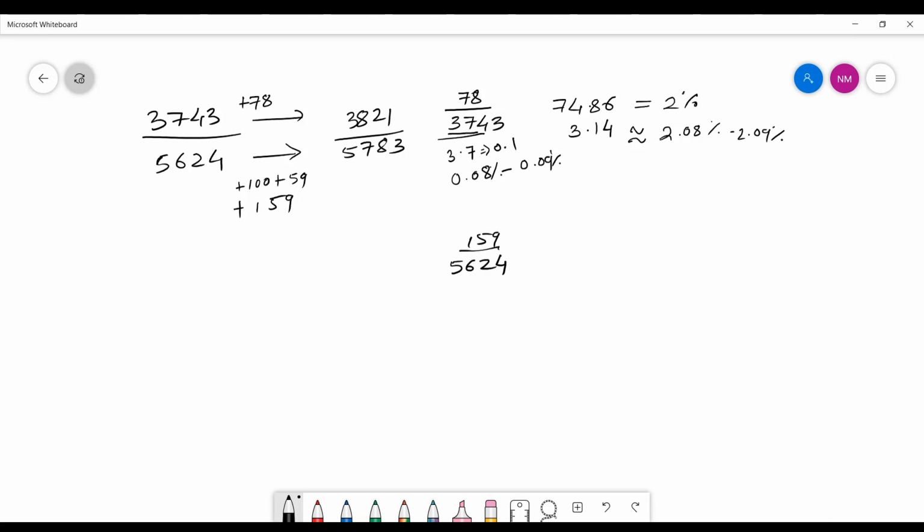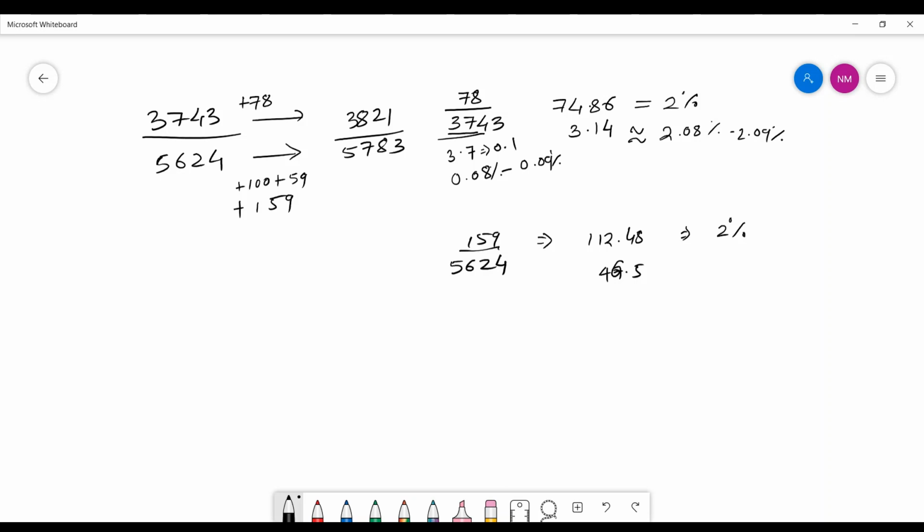Now the next thing is 159 by 56.24. Again, I can see that I can take 2%, which is 56 into 2, 112. So 112.48 contributes to 2%, and 159 minus 112 leaves approximately 47.5. Right. So I think no, 46.5. So I'm left with 46.5.